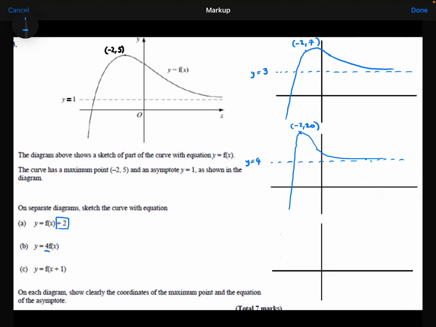And then part C, y equals f of x plus 1. That plus 1 is on the inside of the bracket there, so that's affecting the x coordinates, and we do the opposite. So we're subtracting 1 from all of the x coordinates. The y coordinates are not affected at all. So my asymptote will still stay as being y equals 1.